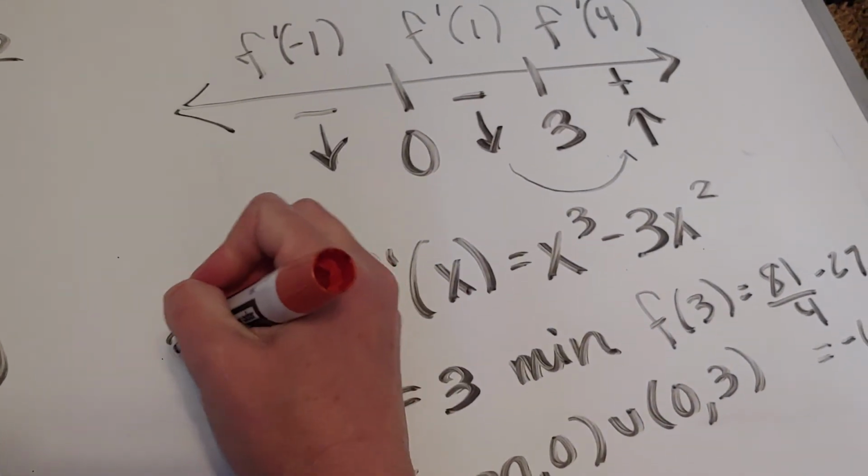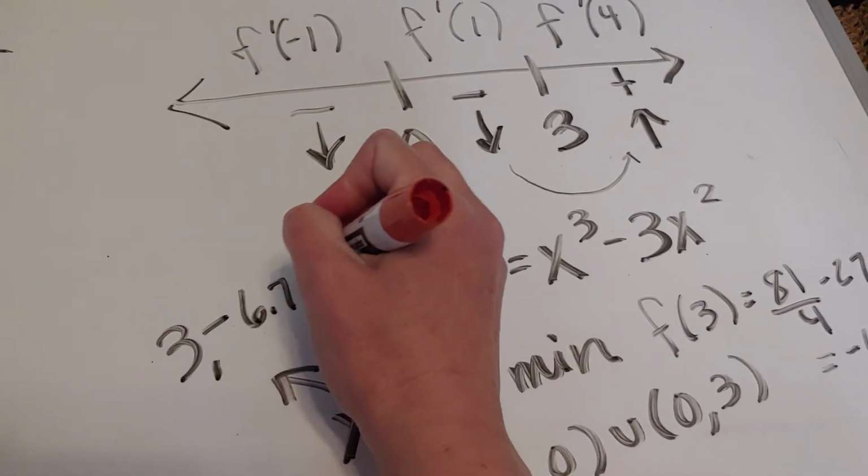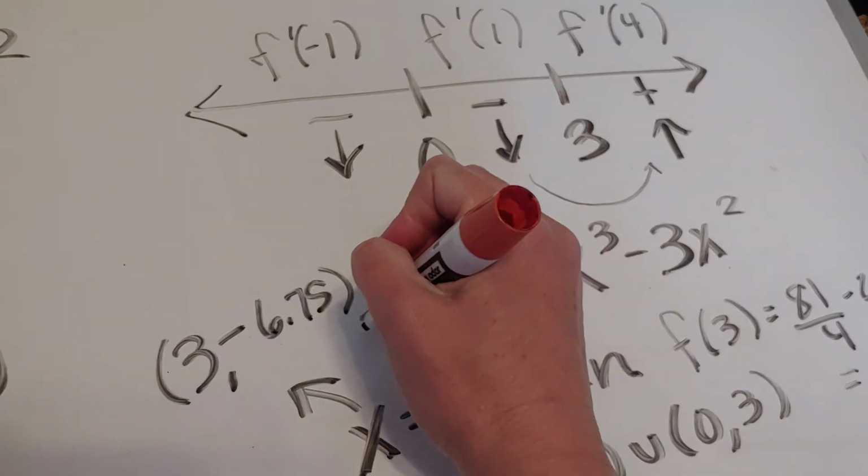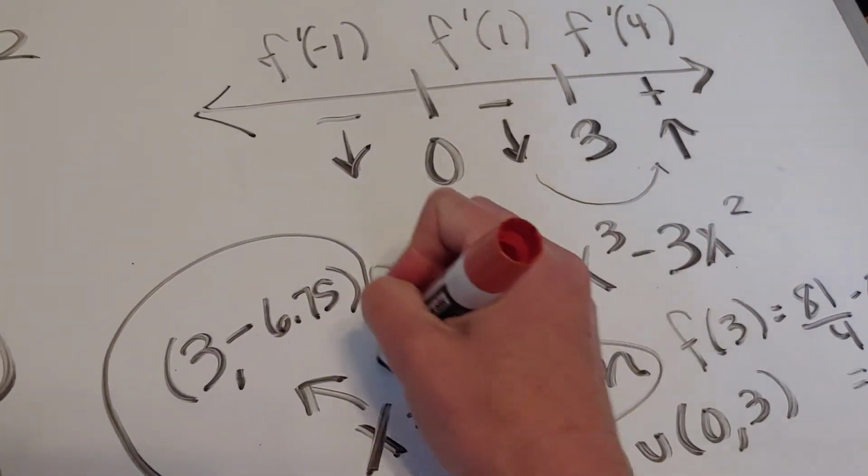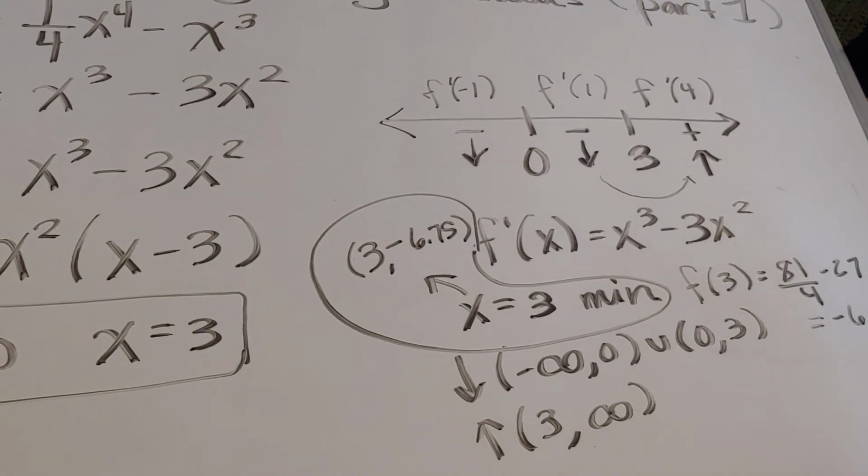So when I go to graph this, I'm going to have a min at 3, -6.75. All righty, there we have it for part 1.